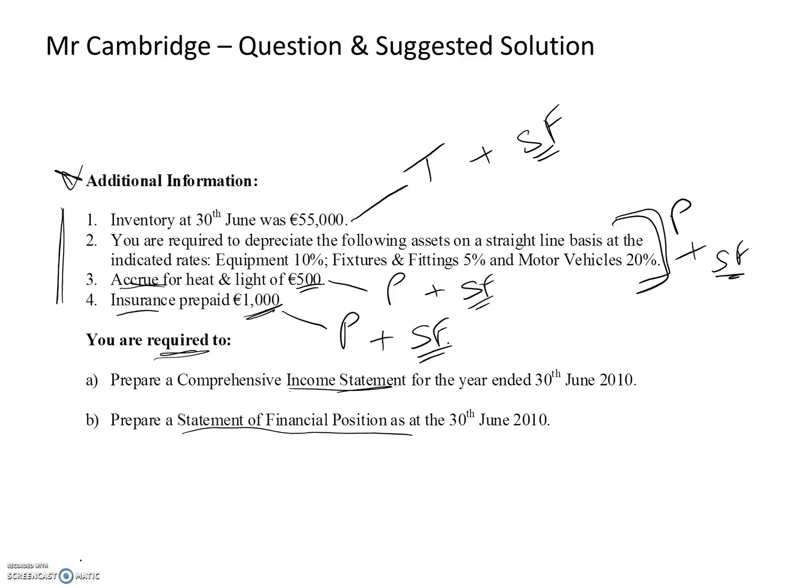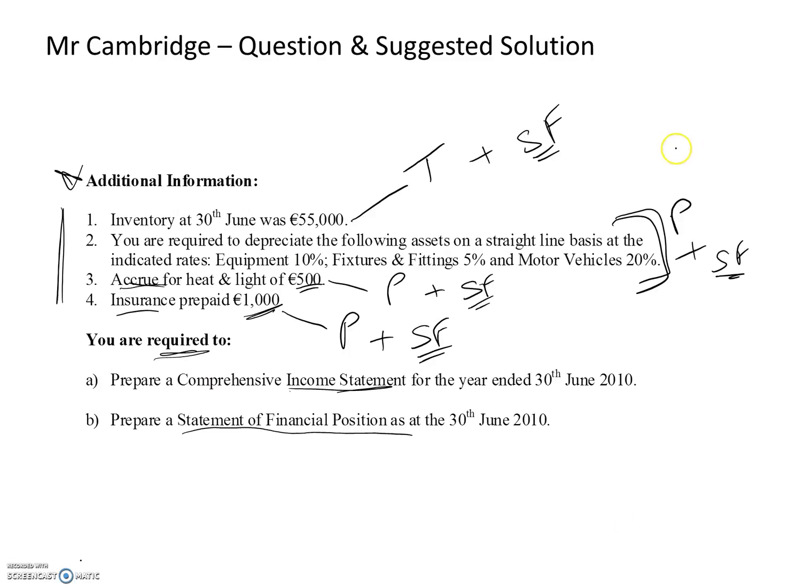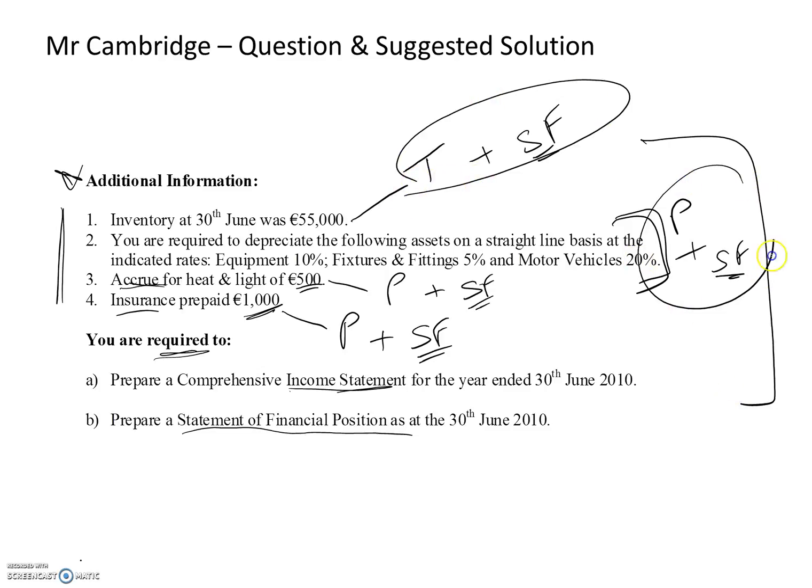So now we have reviewed the question, and if we look at the trial balance now, we know where everything is going to go, and if we look at the adjustments, we know where everything is going to go. And remember, for the adjustments, everything has to appear twice. Once in the income statement, either the trading account or the profit and loss part of the income statement, and then everything will reappear in the statement of financial position.